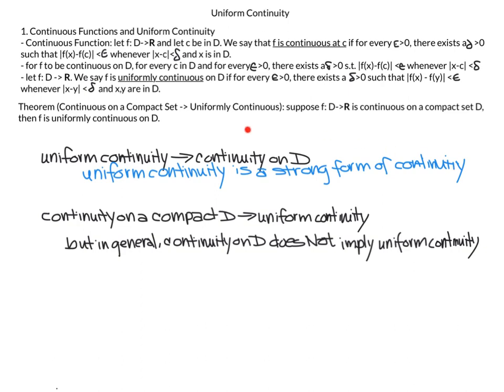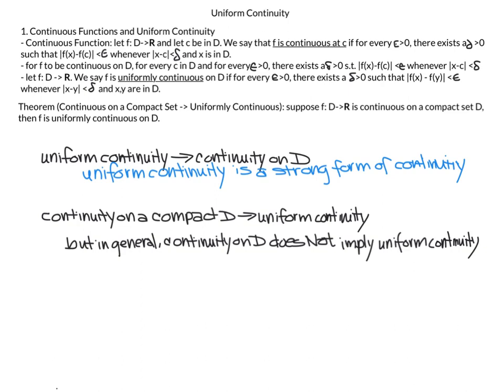And just to look at this one more time. Uniform continuity implies continuity on D because uniform continuity is a strong form of continuity. If you look at this definition, to be continuous on D, you just have to be able to find a delta for every x, and it can be a different delta for every element in D. But to be uniformly continuous, you have to have a single delta that works for all of your elements in D. So in that way, uniform continuity is a stronger form.